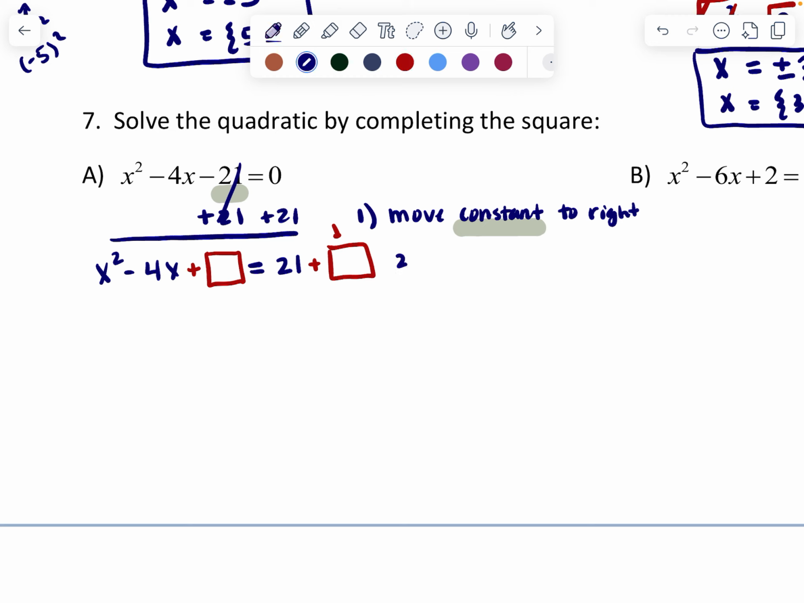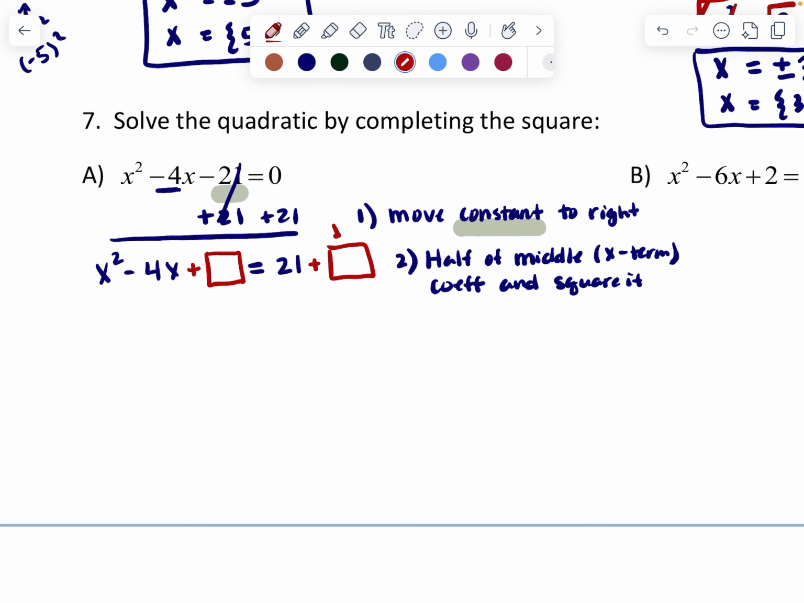So step number 2, I'm going to take half of the middle coefficient, and I'm going to square it. And you guys, the middle coefficient is the one that has the x on it. It's the x term. So let's look at this. The middle coefficient is this guy right here, the negative 4.